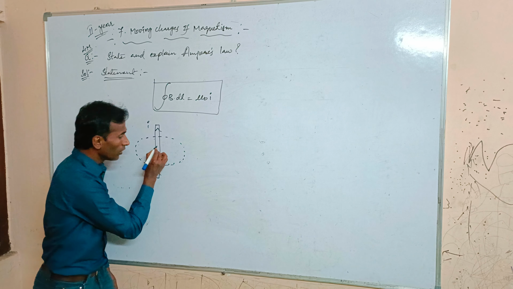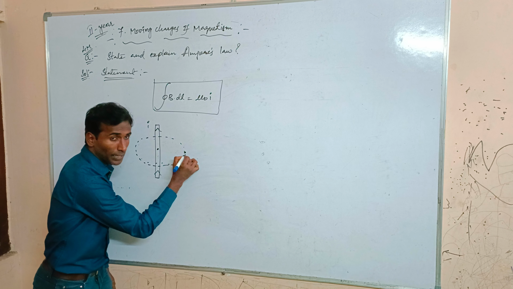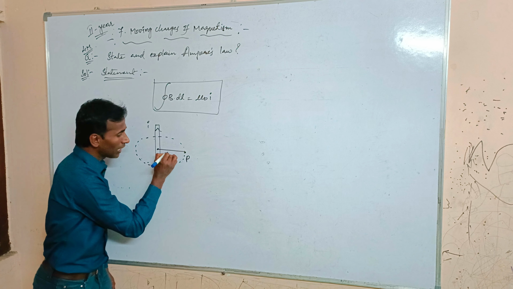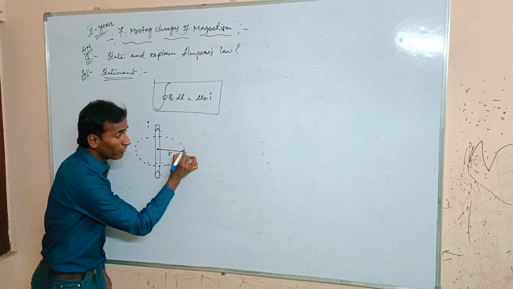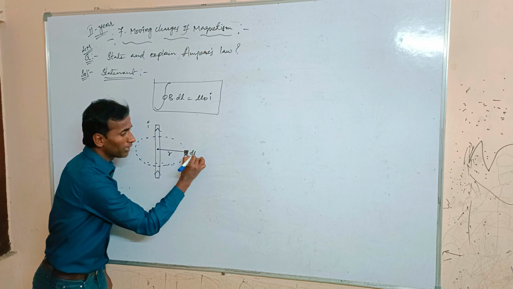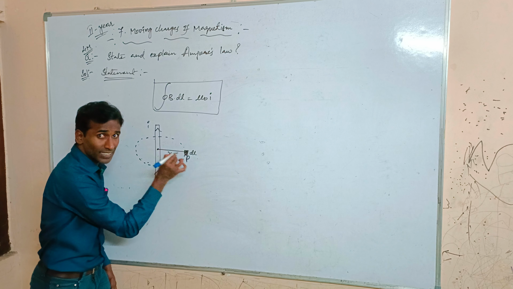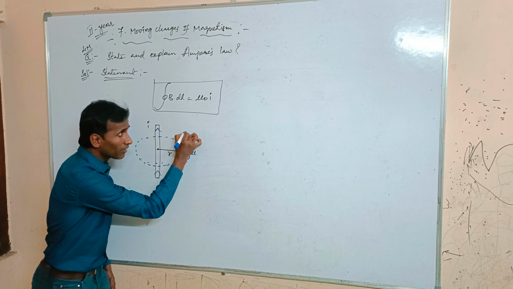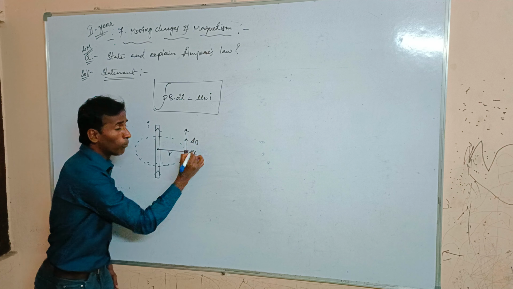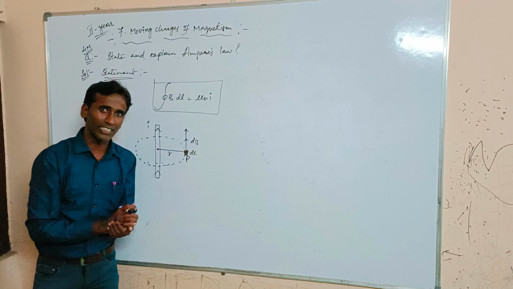Now we have to find the magnitude of the magnetic field at point P, which is separated by a distance r from the element. At this point we take a small element, dl. The length of the element dl is in the upward direction, and the magnetic field is also in the same direction. Both are parallel to each other.